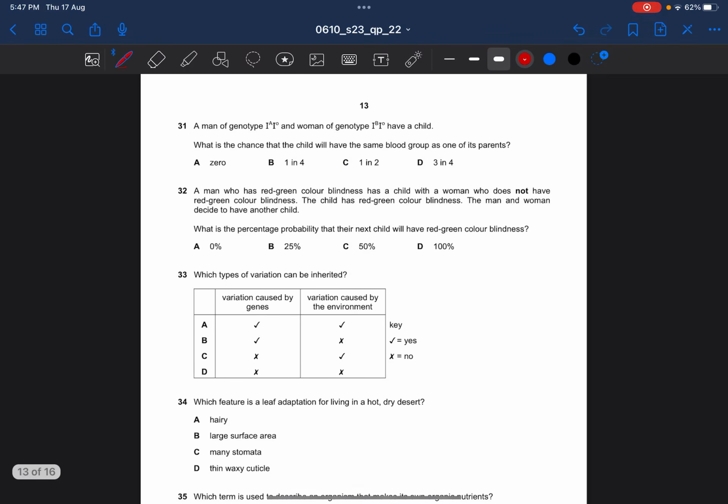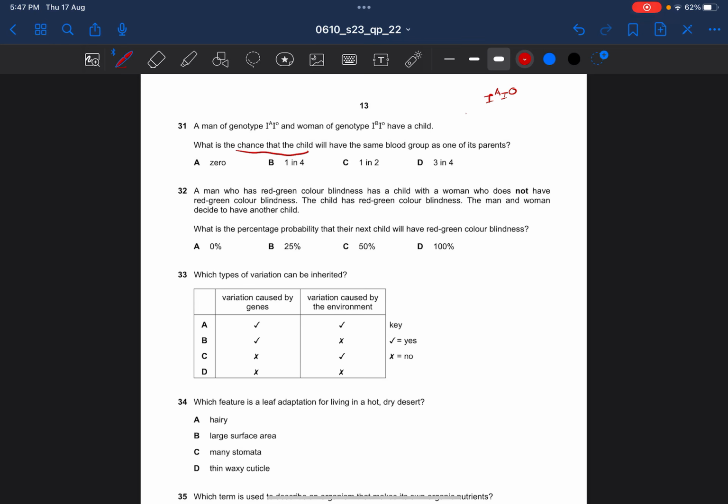Okay, question 31. A man of genotype IAIO and a woman of genotype IBIO have a child. What is the chance that the child will have the same blood group as one of its parents? Okay, first thing, whenever you see this kind of question, start with the Punnett square. So this is technically co-dominance.